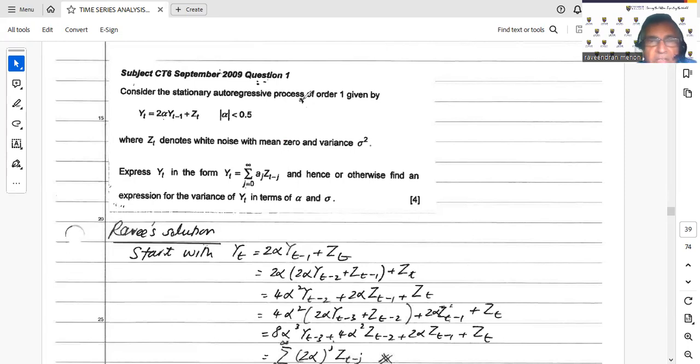Express Yt in the form Yt equals the summation, j going from 0 to infinity, of aj Zt-j. And hence, or otherwise, find an expression for the variance in terms of alpha and sigma. Keep an eye on the marks. It's 4 points, so it cannot be so complicated.